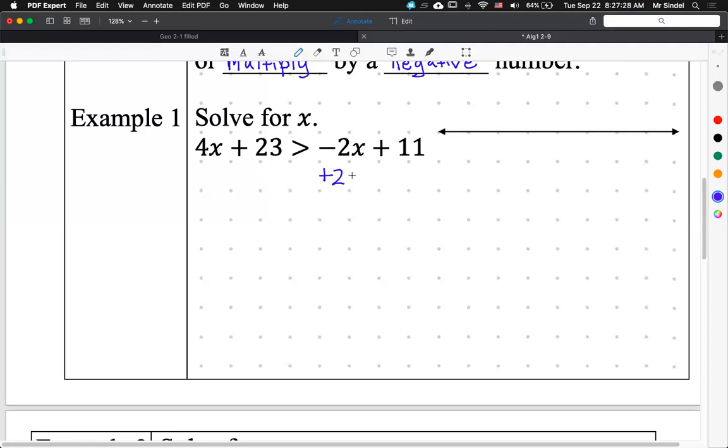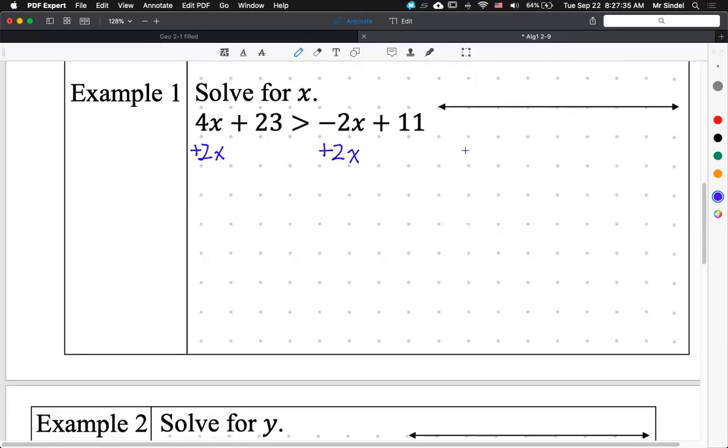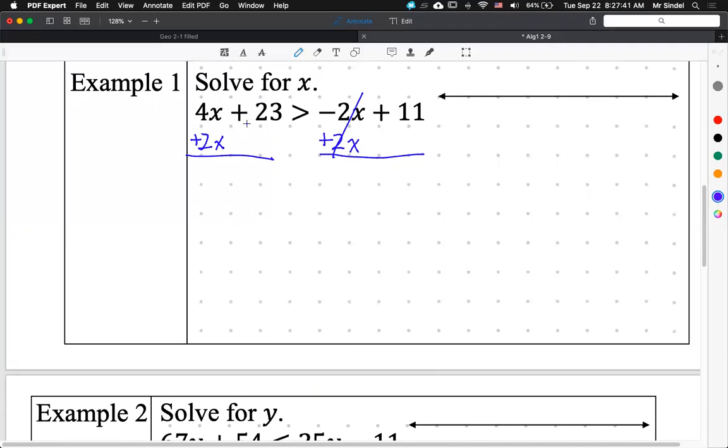All right, let's do it. Add 2x to both sides. You might have started doing this problem a different way, which is fine. There's a bunch of different ways to solve it. This is just one of them. Okay, Diego, can you read out our new inequality after we add 2x to both sides? It would be 6x plus 23 greater than 11. There it is, yeah. And good job getting the symbol name right.